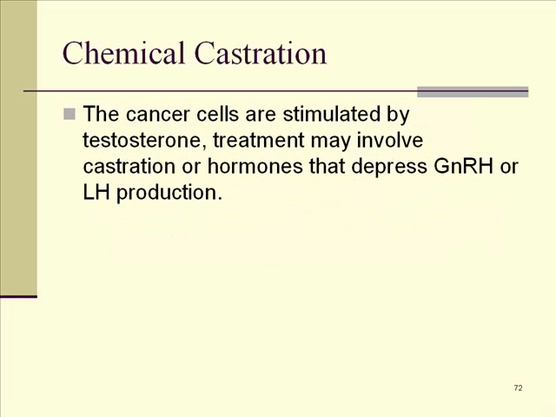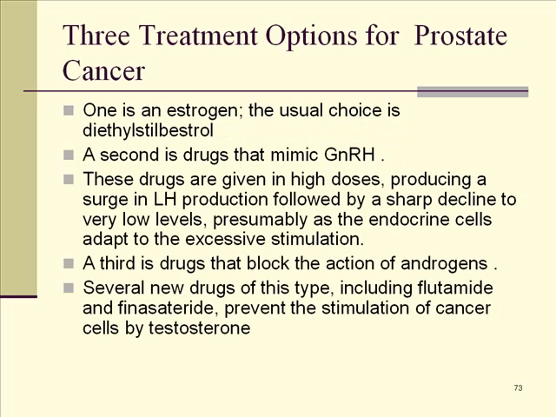Chemical castration: cancer cells are stimulated by testosterone. Treatment may involve chemical castration, by giving gonadotropin-releasing hormone, which we'll talk about a little bit later, or luteinizing hormone to suppress the production of testosterone. Another treatment option is estrogen. Diethylstilbestrol is an agent that's used. Basically, it's a second drug.